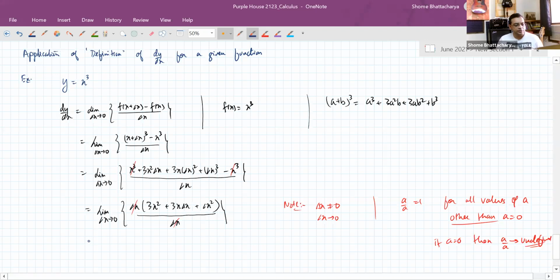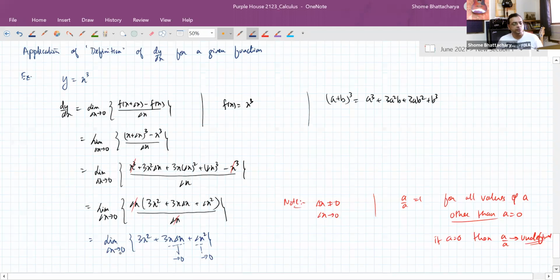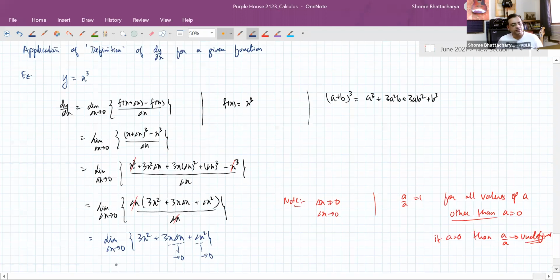So once I do that, I'm now left with just this, the limit as delta x tends to 0 of 3x square plus 3x delta x plus delta x square. Now I can see that if delta x tends to 0, this term also tends to 0. This term also tends to 0. Okay, so I can neglect these two terms and say that practically speaking, this is going to be equal to 3x square.